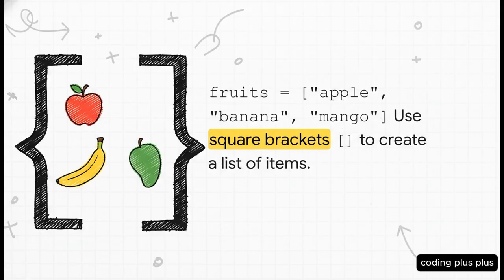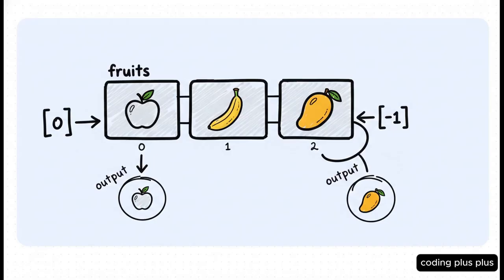Super simple. And because lists are ordered, we can grab items by their index number. Just got to remember that Python starts counting at 0. So if we ask for fruits[0], we get the very first item, apple. And here's a really handy trick. An index of -1 will always give you the very last item, which in our case is mango.